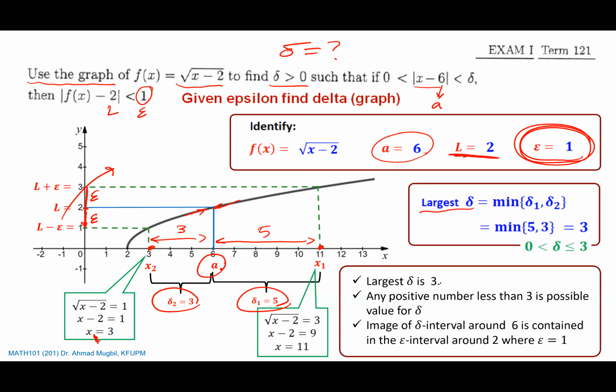Usually when we choose delta, Shabab, we focus on these issues. We should choose the largest delta. I mean that the smaller one that you choose will be the largest delta that you may have. Any positive number less than that will be possible also. This is why we call it the largest delta. And of course, the image of the delta interval around 6 is contained in the interval. Of course, this is clear.